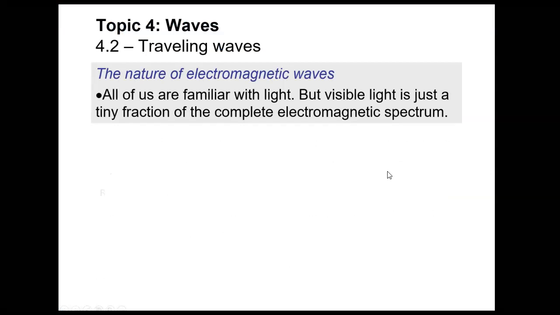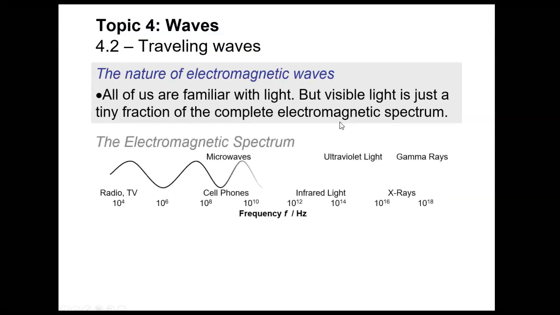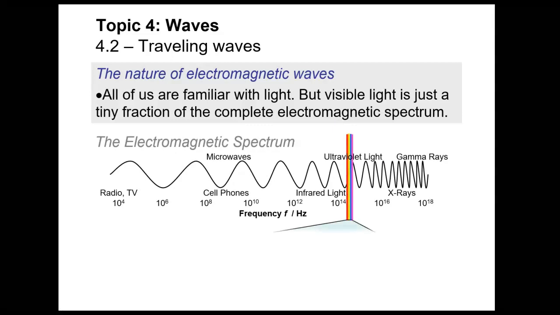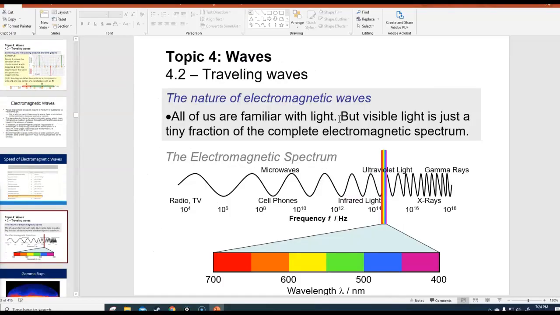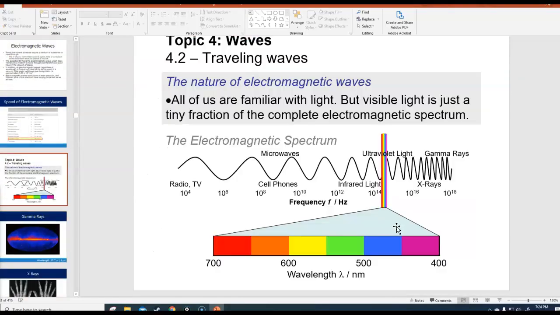Okay, so obviously we are all familiar with light, but light actually makes up just a very, very small part of the electromagnetic spectrum. Actually, I'm going to stop that because the noise kind of bugs me. Okay, so this is the whole EM spectrum, and it ranges from radio waves to gamma rays.